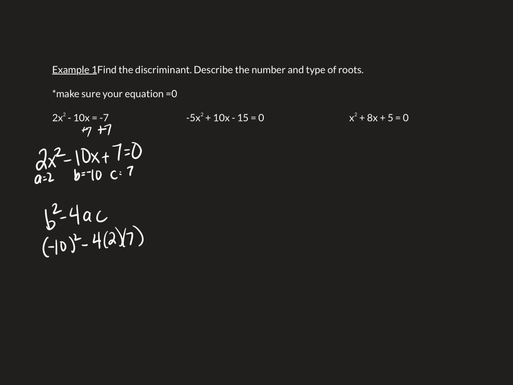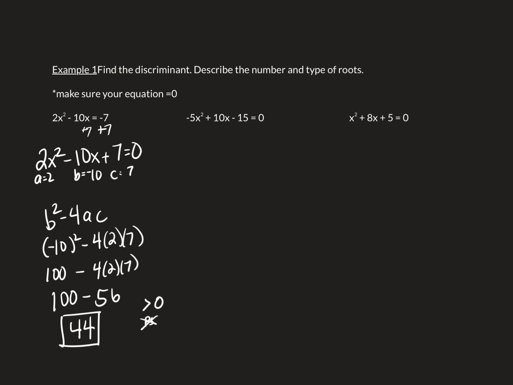Let's do the exponent first. 100 minus 4 times 2 times 7. You can go ahead and multiply that if you want to. 100 minus 56. So that means 44 is my discriminant. That's the value of the discriminant. Then 44 is greater than 0. 44 is not a perfect square.